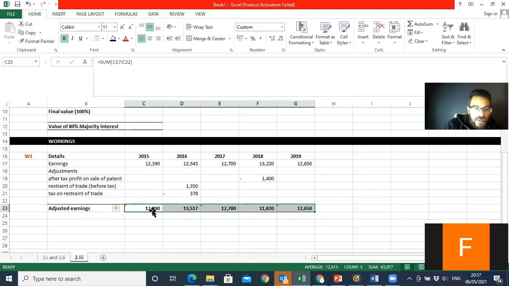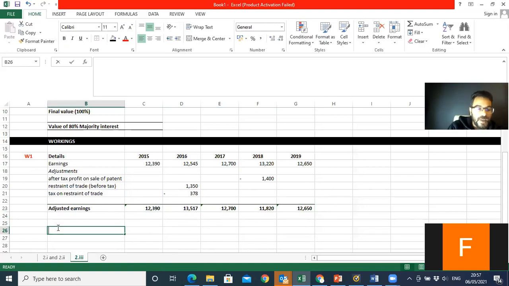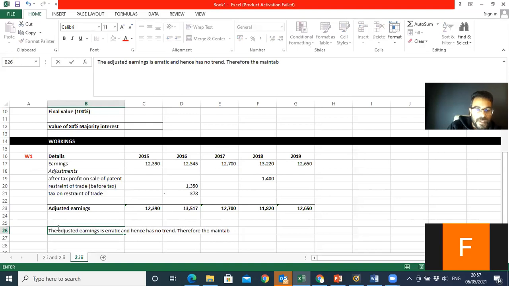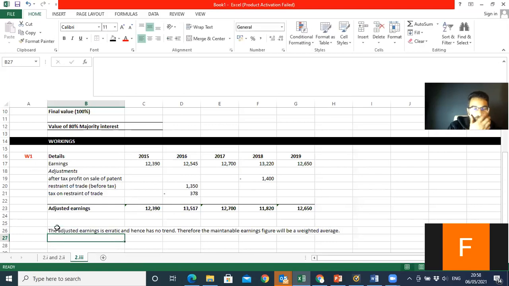Now we can see 12 million, 13 million, 12 million, 11 million, 12 million. Erratic. Therefore, we cannot use the latest year. So you will say the adjusted earnings is erratic and hence has no trend. Therefore, the maintainable earnings figure will be a weighted average. So just take note of that.